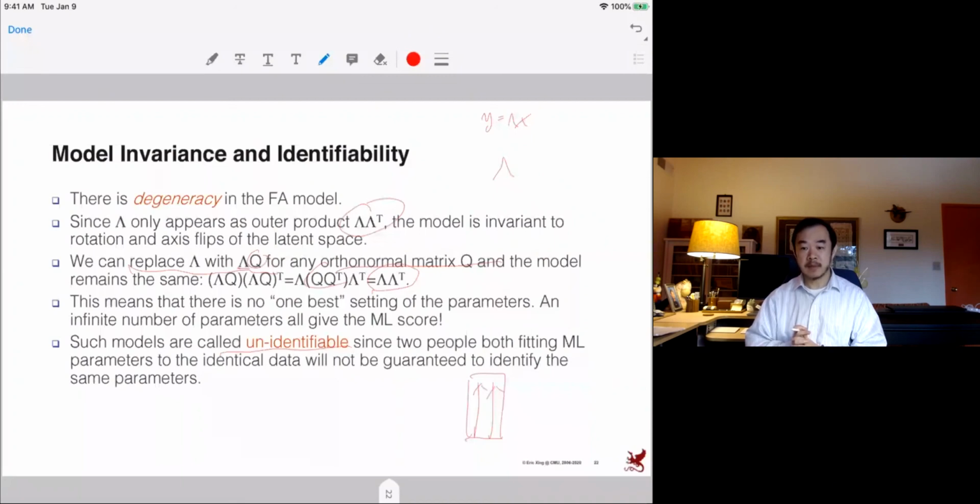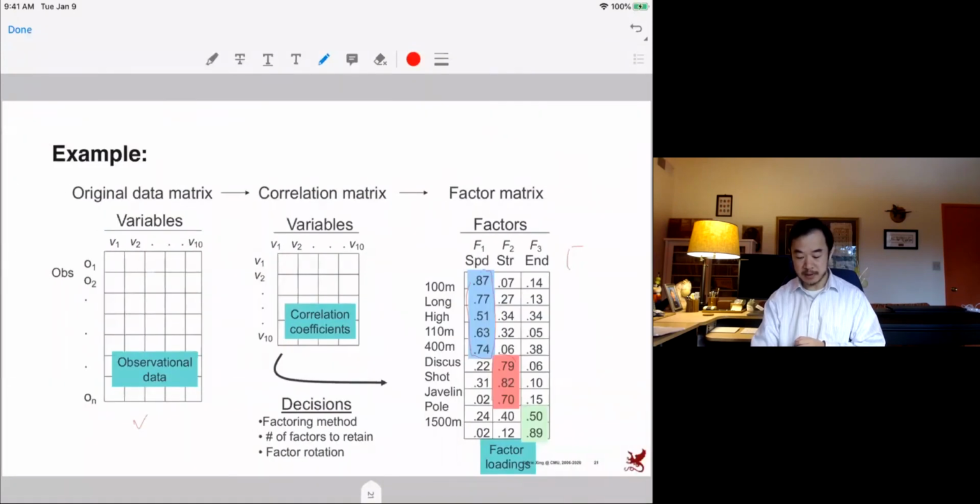Not necessarily. That's actually a reality many people have a hard time admitting, because many people like FA for many reasons, and it gives you neat results like this one. You seem to be seeing a nice division of the feature loading. But in reality, if you rotate this matrix by some angle where all these numbers get screwed up, you can still get the same results in terms of the likelihood of the projection.